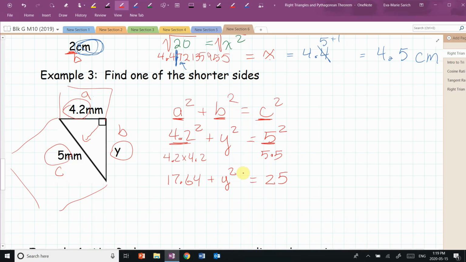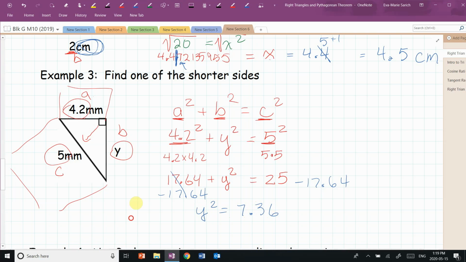So we have to take the long one and subtract the short one. So what we're going to do is the same thing. To get y all by itself, we're going to subtract 17.64 from both sides. That means y squared is going to equal 25 minus 17.64, and we get 7.36.